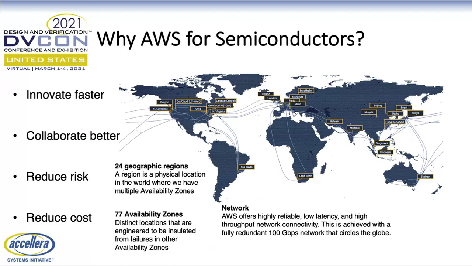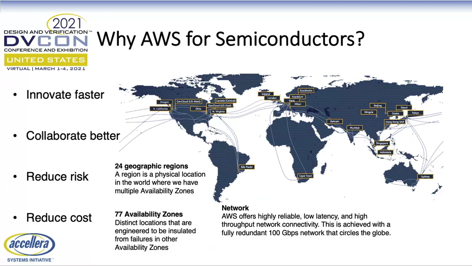physically located in what we call regions, and we have 24 geographic regions that are in production use, and at the time of the recording, there are 6 more regions that are pre-announced. And a region for us is essentially a physical location where we have multiple availability zones. And at this point, we have 77 availability zones. And these are distinct locations that are engineered to be insulated from failures in other availability zones within the region.